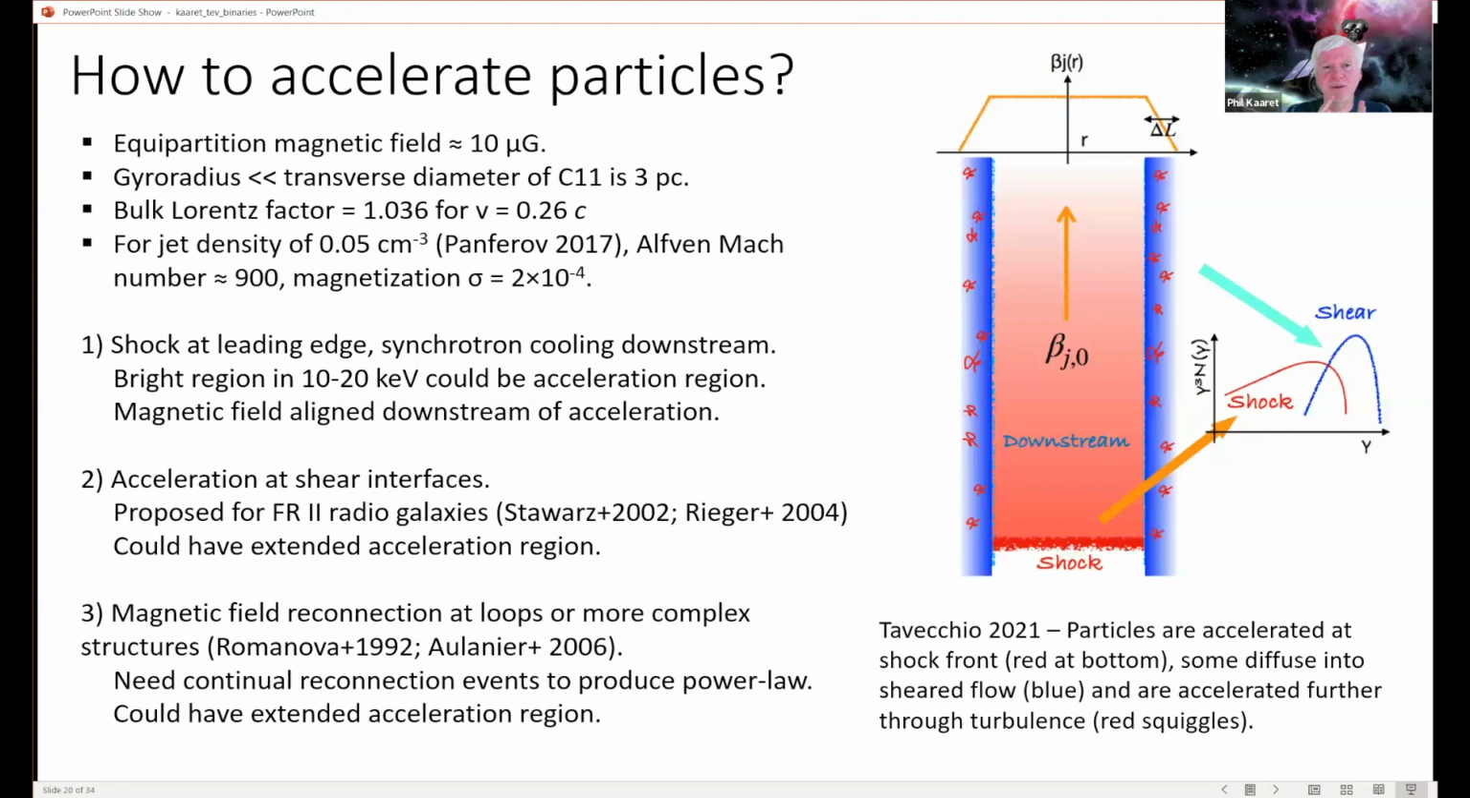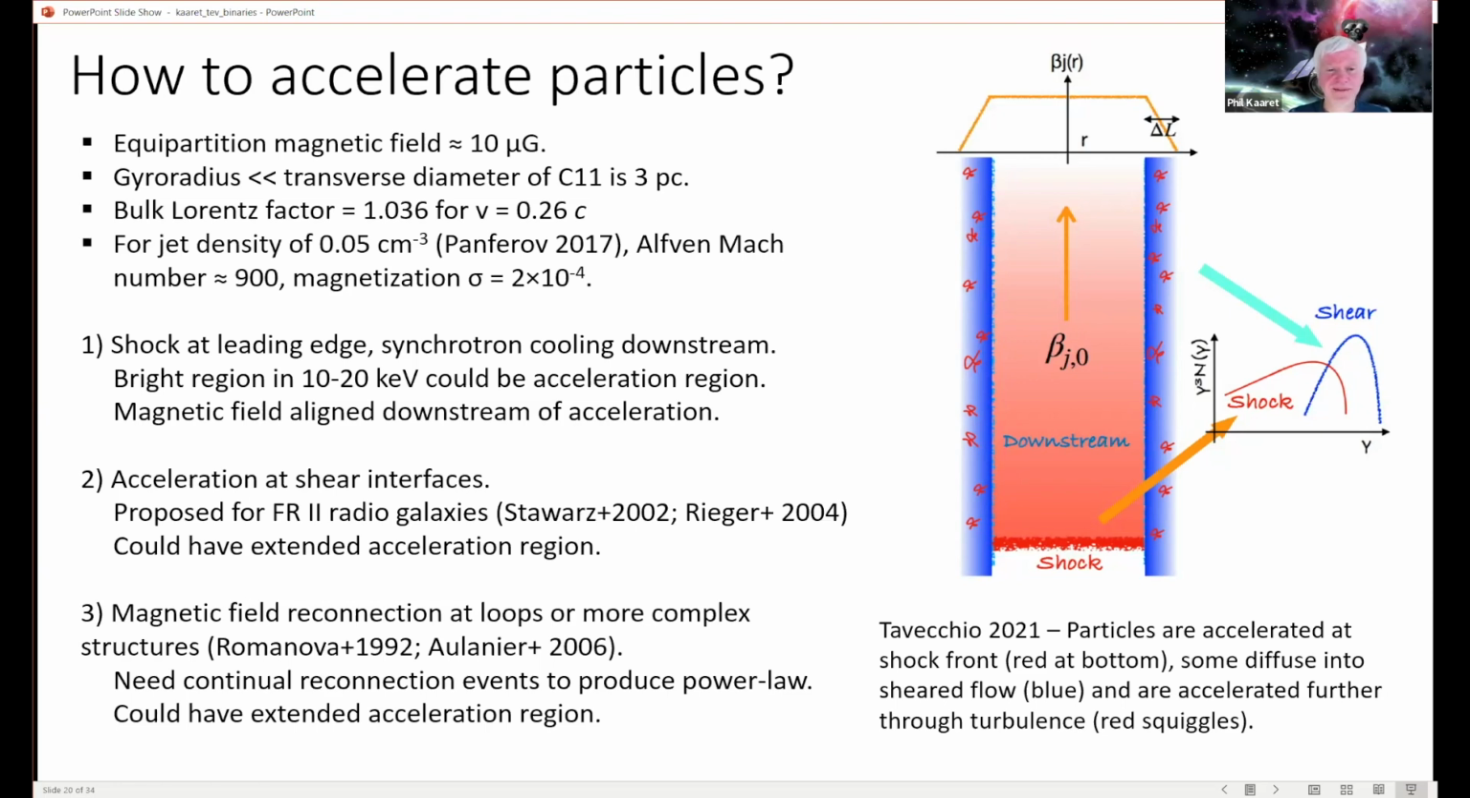And then you'd have synchrotron cooling downstream. So the alignment in that case would really be in the downstream region, not necessarily in the shock region. Okay, you could have acceleration at the shear interfaces. This has been suggested in a number of FR2 radio galaxies.